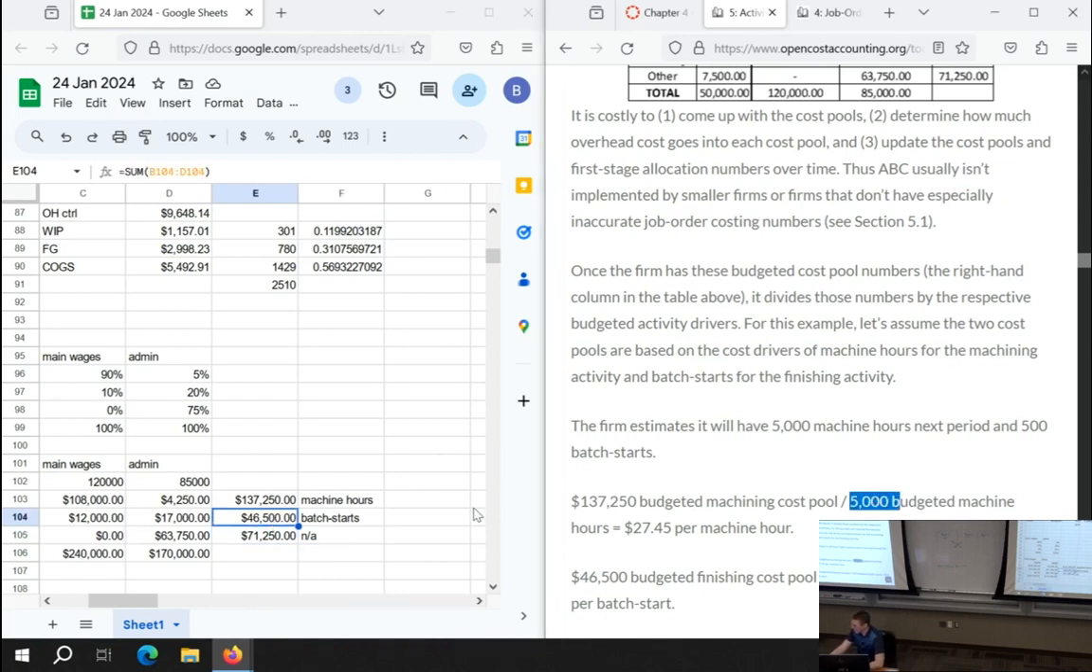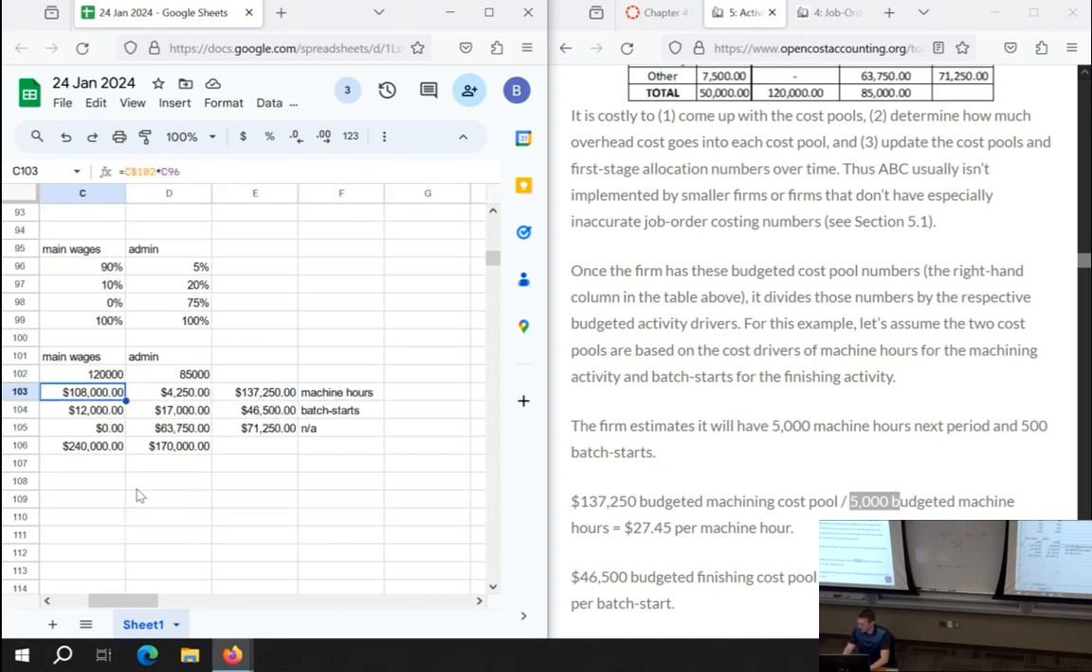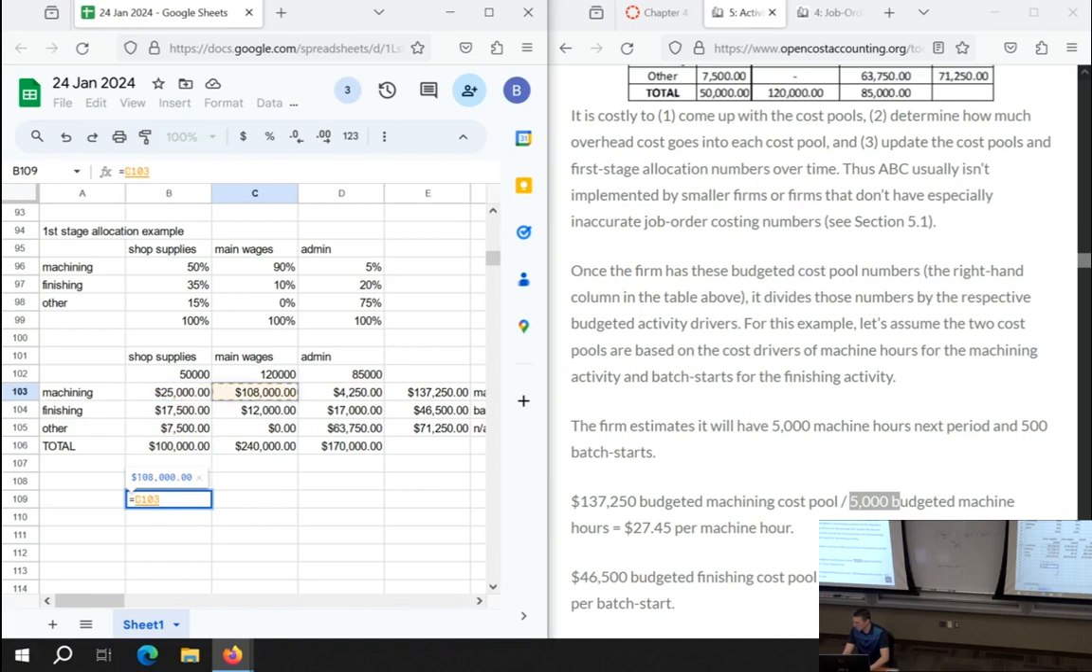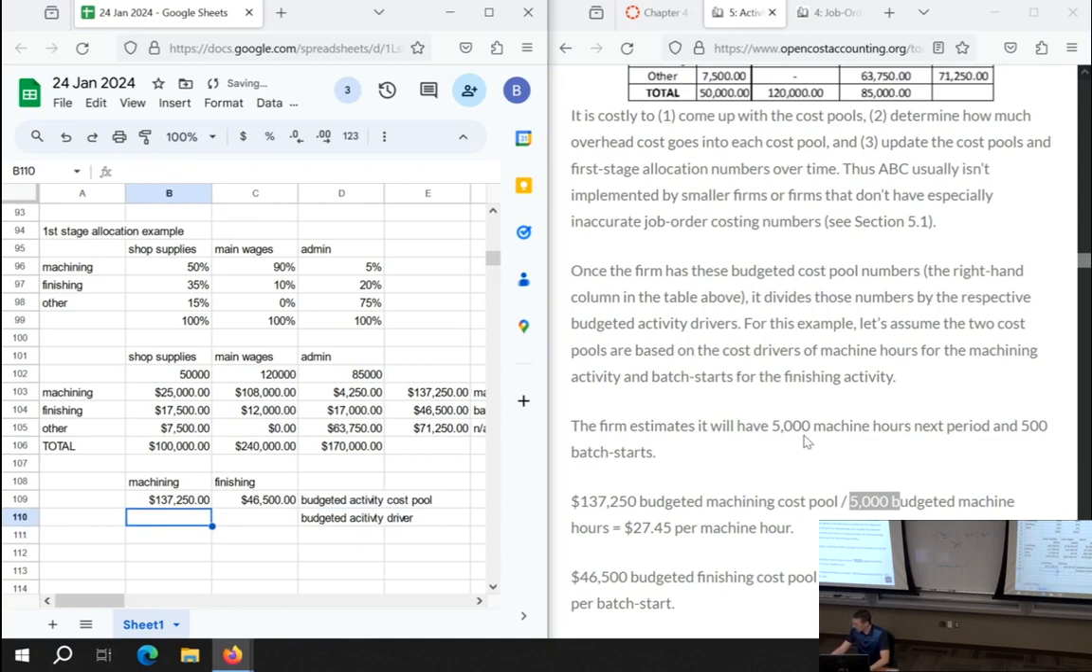Okay, and so then once we have budgeted machine hours, let's go ahead and copy these down. Machining and finishing. So this is activity cost pool. This is budgeted activity cost pool, budgeted activity driver. The example says we've got a budget, we estimate 5,000 machine hours and 500 batch starts. So we have a rate of $27.45 per machine hour and $93 per batch start. These are our activity rates.